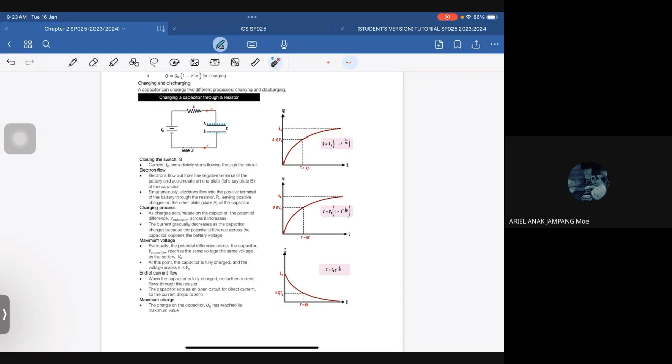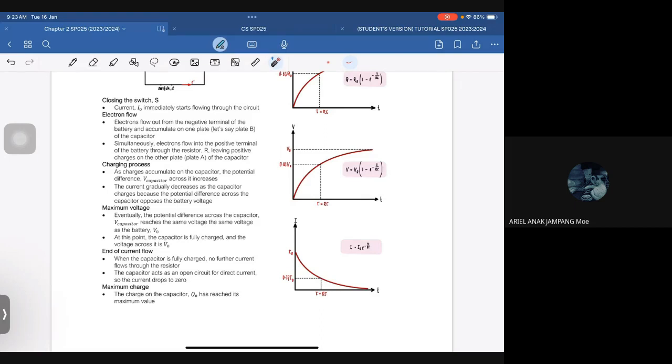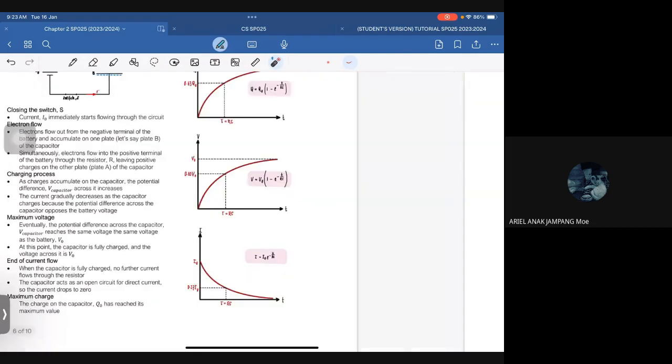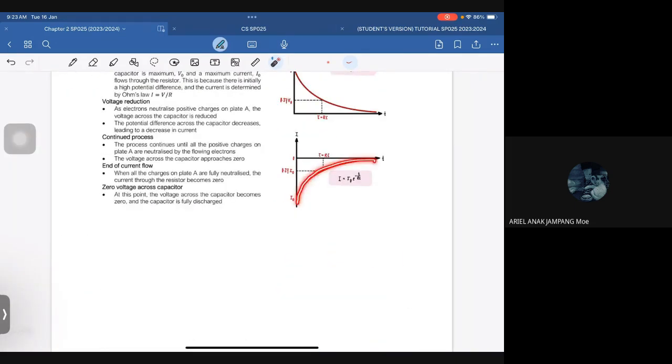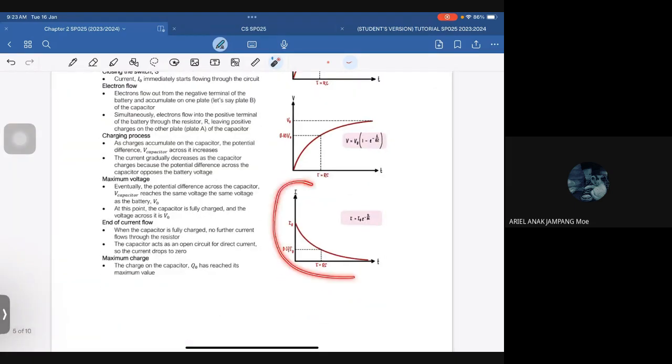Okay, and then in terms of graph, yang ini kamu kena hafal, yang ini kamu kena hafal. Untuk yang ini, make sure kamu lukis exactly macam ni lah. Untuk charging dia positif, untuk discharging dia akan negatif, tapi both are decreasing with time. Tapi dalam exam dia boleh juga kalau kamu lukis yang ini je.